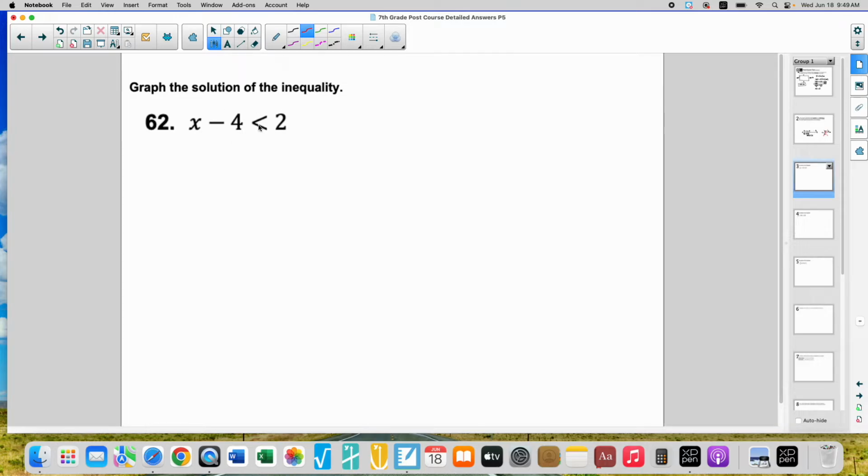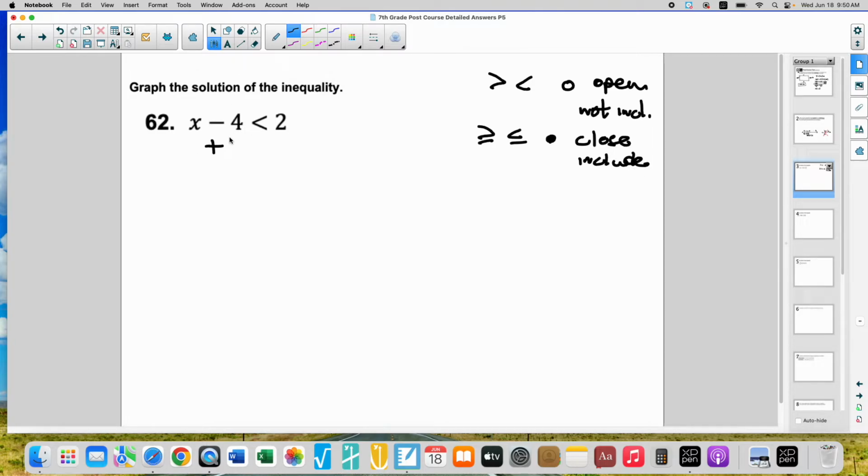All right, now graph the solution of the inequality. We are going to start working with inequalities, which are less than, greater than, less than or equal to, or greater than or equal to. We need to remember that less than and greater than get an open circle because it's non-including. And if we have greater than or equal to or less than or equal to, we're going to have a closed circle, and that means we are going to include that boundary.